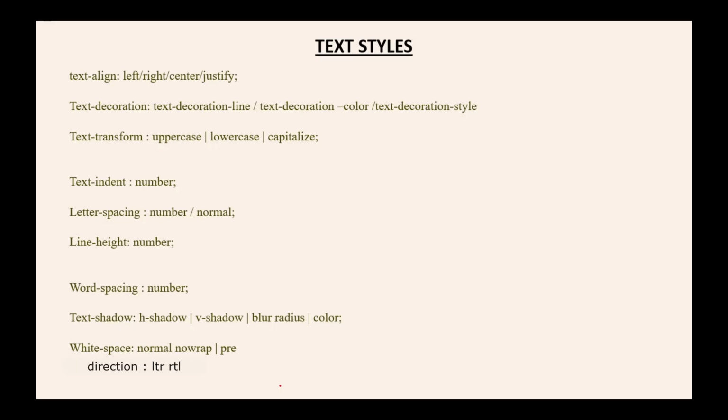With the help of text style, we can represent our text in different ways. The first one is text-align. The text-align property is used to specify the alignment of the text. We have totally four alignments: left, right, center, and justify. Left means the content starts from the left side, and right means the content starts from the right side. Center means the entire content is placed at the center, and justify means the entire content is spread properly from left to right. The default value of text-align is left.